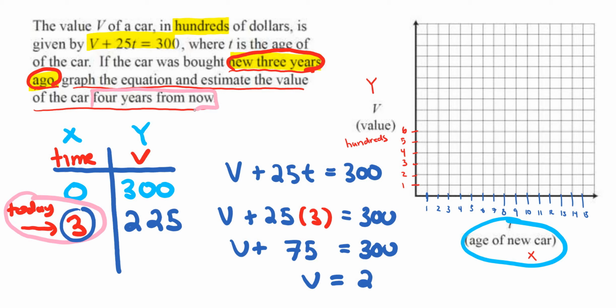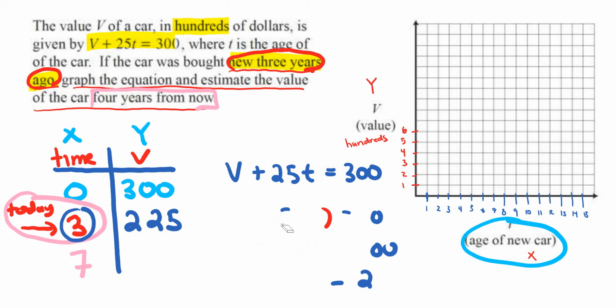Okay, so today we're starting at 3 years. 4 years from now, that would mean the car is at the 7-year mark, right? So this is 4 years from now, because we're assuming the problem has started 3 years in advance. Okay, so what we're going to do now is take that 7 and plug that 7 into my equation.